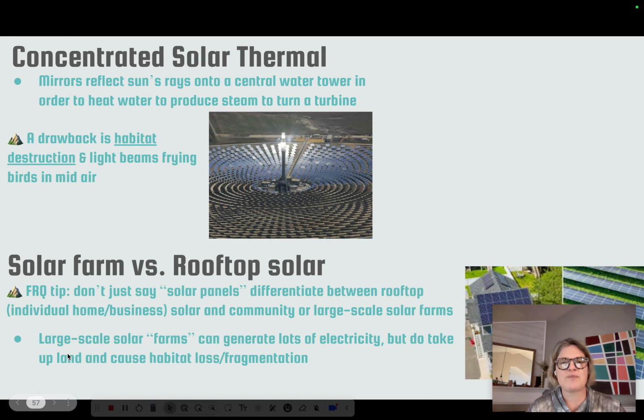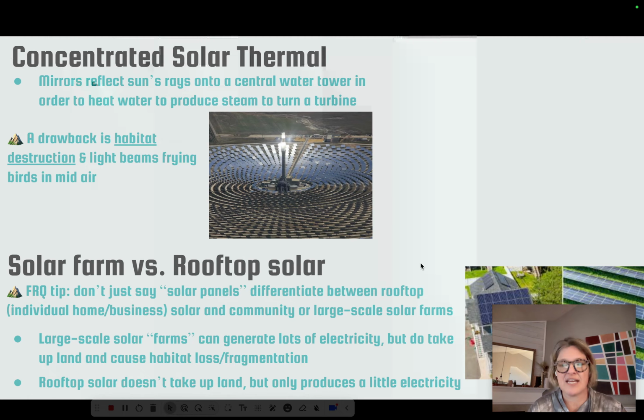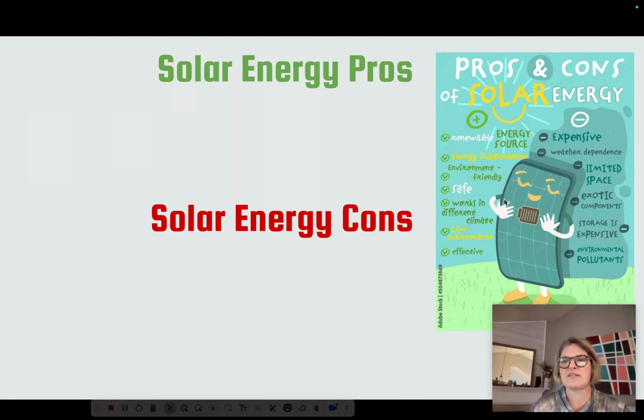Large scale solar farms actually do generate lots of electricity, but they do take up land and cause habitat loss and fragmentation, whereas rooftop solar doesn't take up land, and only produces a little bit of electricity that's immediately used in a household's setting. So make sure you differentiate between those two things.